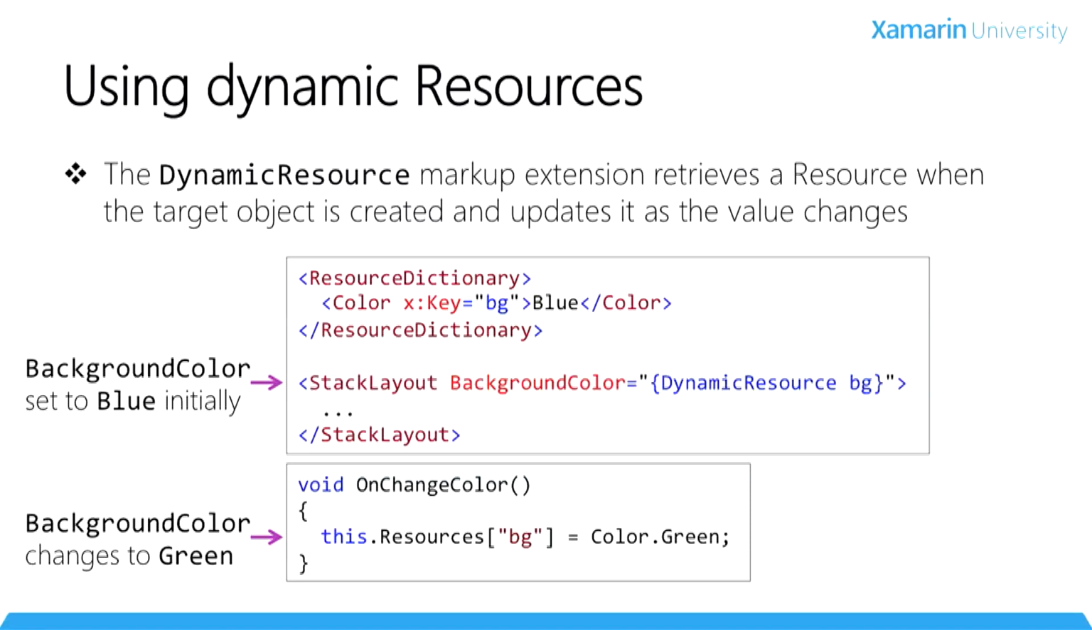Dynamic resources actually do two things. First, they load the resource value initially when the target's created, and then it listens for changes on the dictionary and updates the UI property values as required. So in the code on the slide, we can actually see there's a stack layout with a dynamic resource BG assigned to its background color. Then when the code at the bottom goes and changes that resource of BG to green, it would update the stack layout background color.